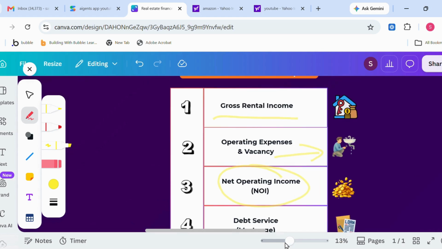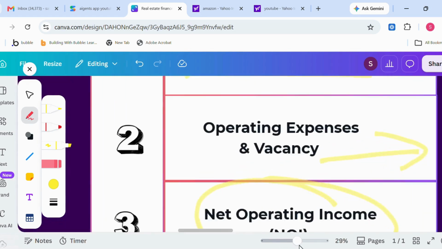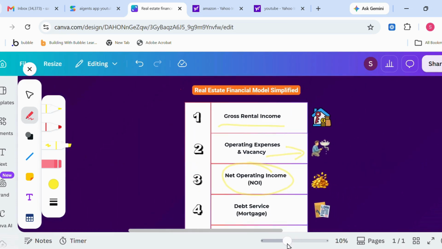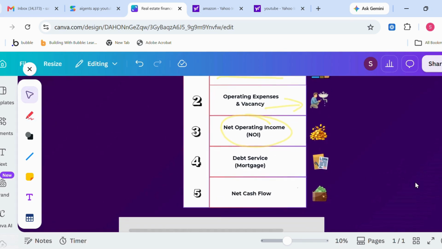And finally, at the very bottom is net cash flow. So this is the only thing which is very important in real estate. This is the cash which you take home after deducting everything we talked about in the waterfall method.